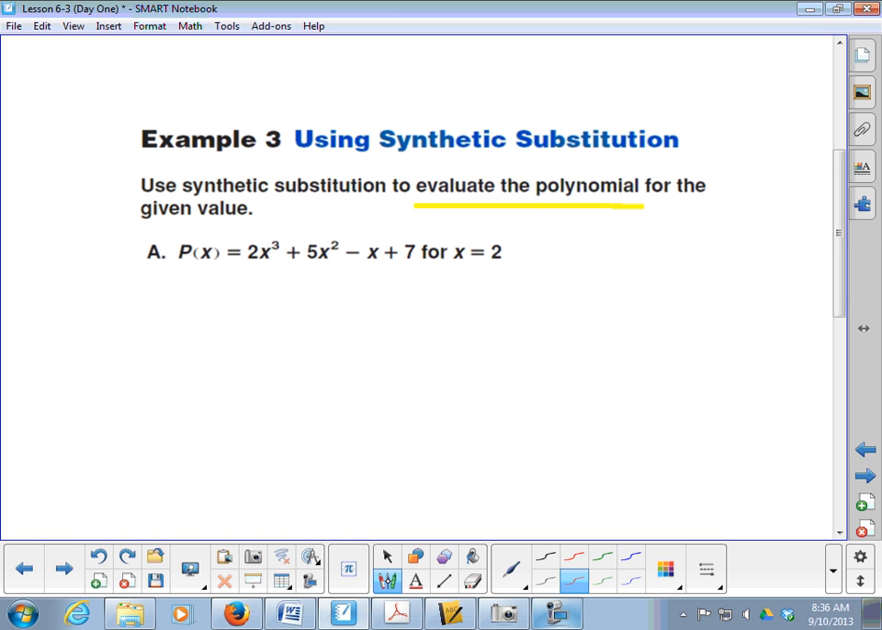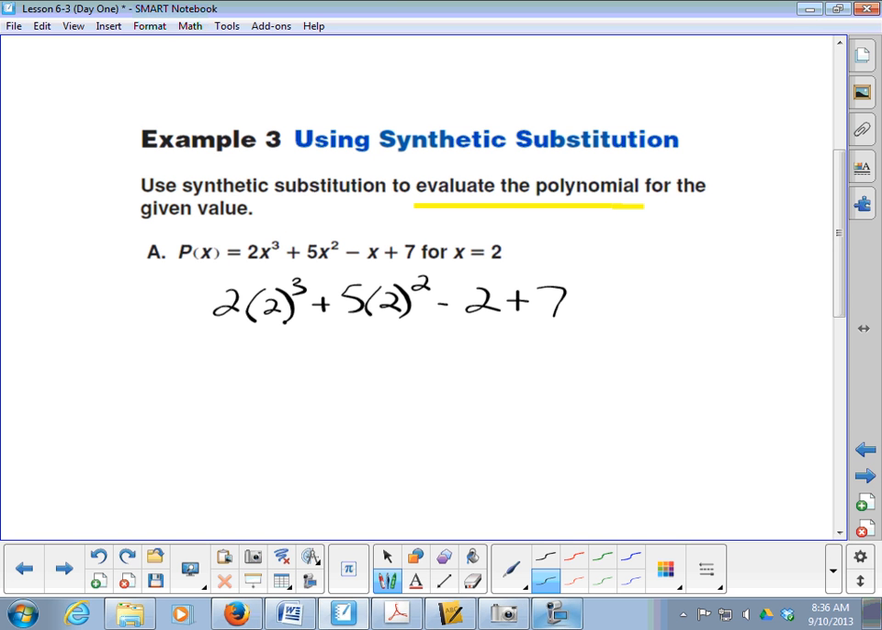Evaluate the polynomial for the given value. It used to be you would do this, and you might still do this: 2 times 2 cubed plus 5 times 2 squared minus 2 plus 7. When we do synthetic division, that's all we're doing to find the remainder.